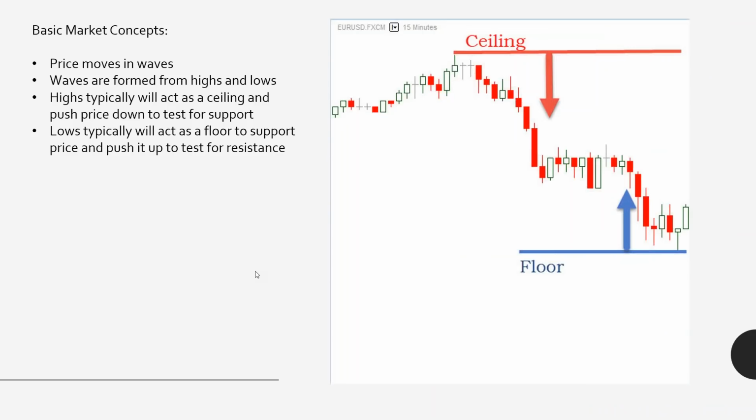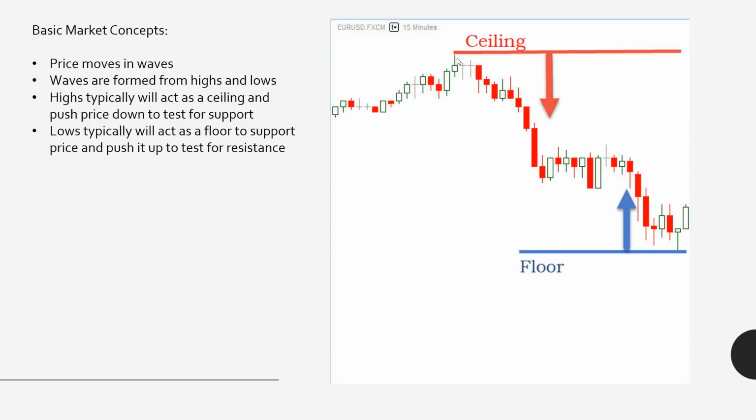Now, I want everyone to understand the basic market concept. Basically, price will move in waves. I'm sure most of you have heard about Elliott waves or the waves of the market. What happens is price will make a high, then it will make a low, and then it will make a high. Well, these waves that are formed with highs and lows actually also create support and resistance.